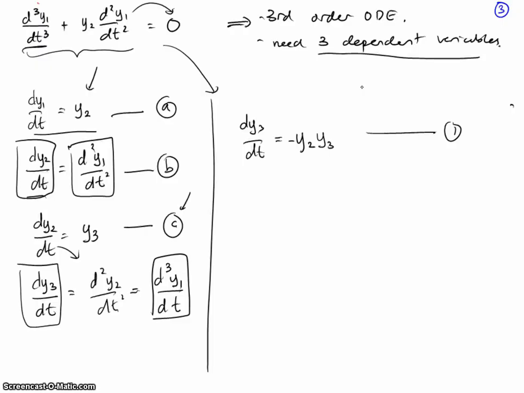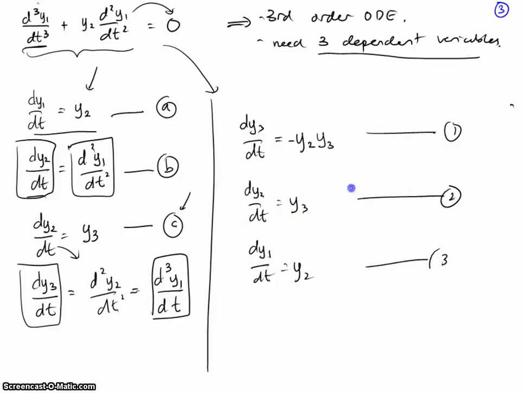Okay, so remember what I said earlier, if you have a third order ODE, you should have 3 first order ODEs after you have reduced them. So we already have our first equation. The second equation is simply equation C, so I can also write dy2/dt given by y3. This should be my second equation. And finally, the third equation would just be equation A, which I can write as dy1/dt equals y2.